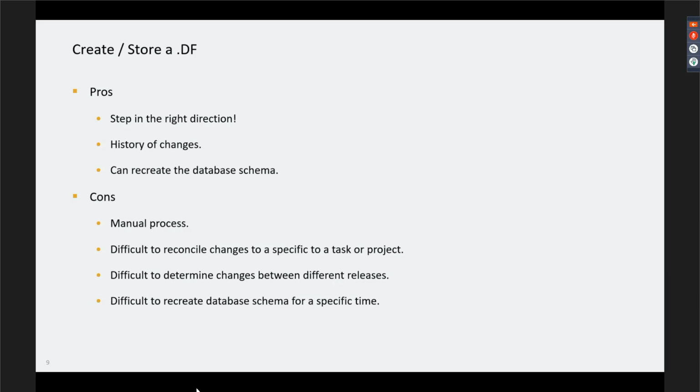But even with that, it's difficult to reconcile a change to a specific project or to a specific task. You can look at the incremental DF, which may have been the result of 5 or 6 different projects. So you might have a tough time reconciling a specific change back to a specific code change or a change request or bug. It's also a little difficult to determine changes between different releases.